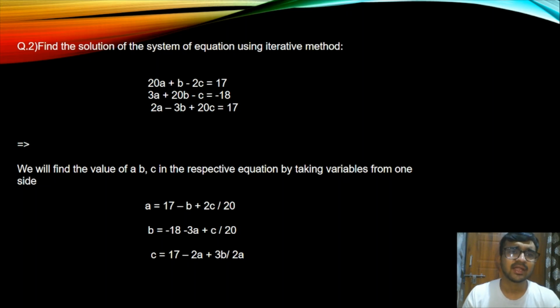The second question is, find the solution of the system of equations using the iterative method. We have to find the solution of these three equations using the iterative method. So for this we will first find the value of A, B, C in the respective equation by taking the variable from one side.